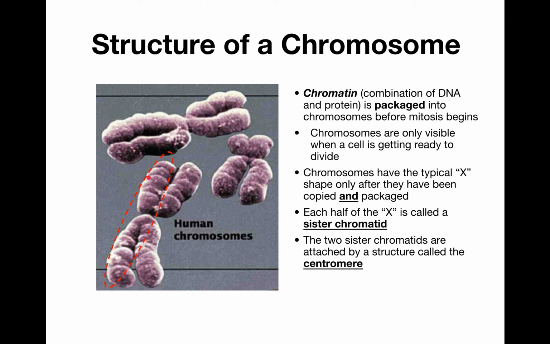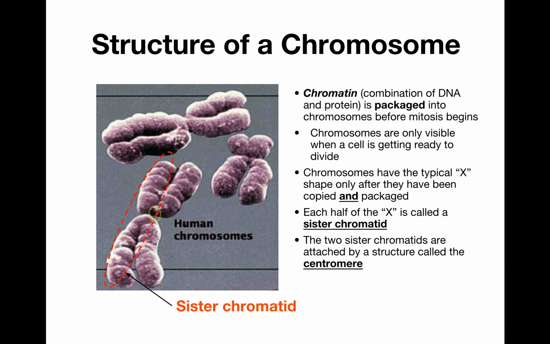So if we think about a duplicated chromosome that has this X shape, each half of the X shape is going to be classified as a sister chromatid. Some textbooks will say that the two sister chromatids are attached to each other by a centromere, but this is a little misleading because in fact each sister chromatid has its own centromere, and the centromeres of those two sister chromatids will serve as the points of attachment for those two sister chromatids in a duplicated chromosome.